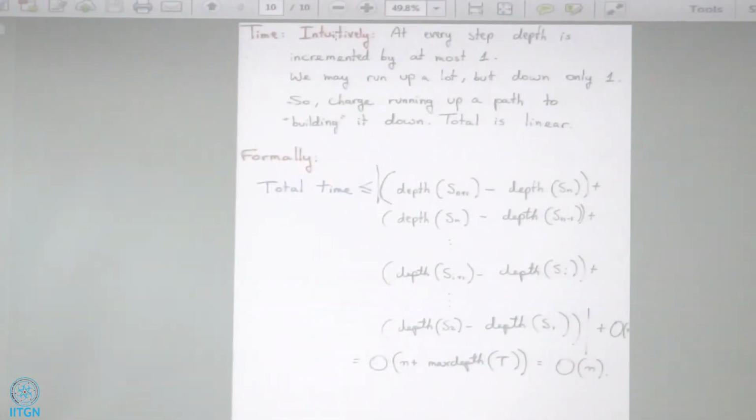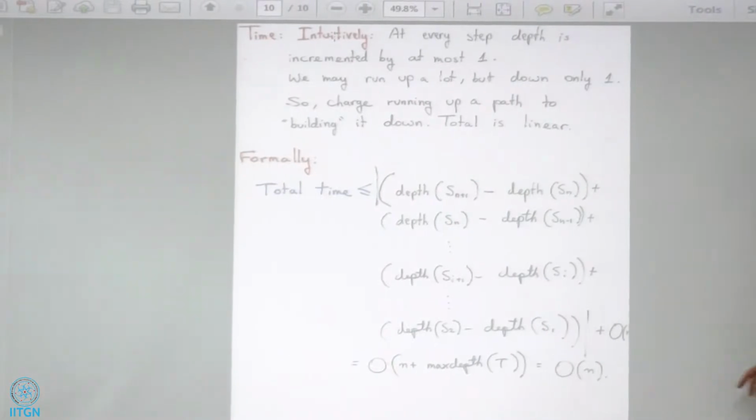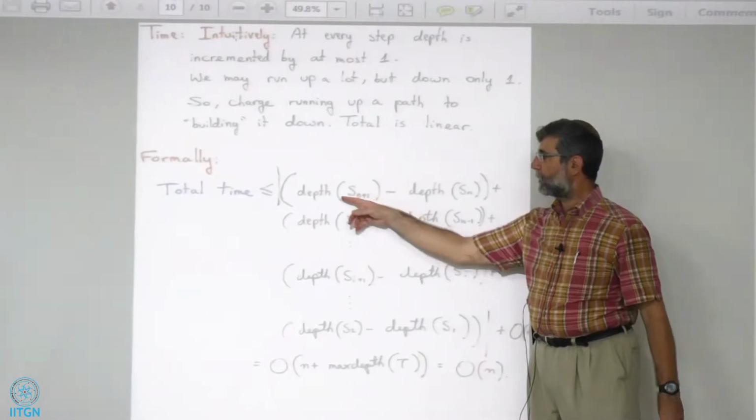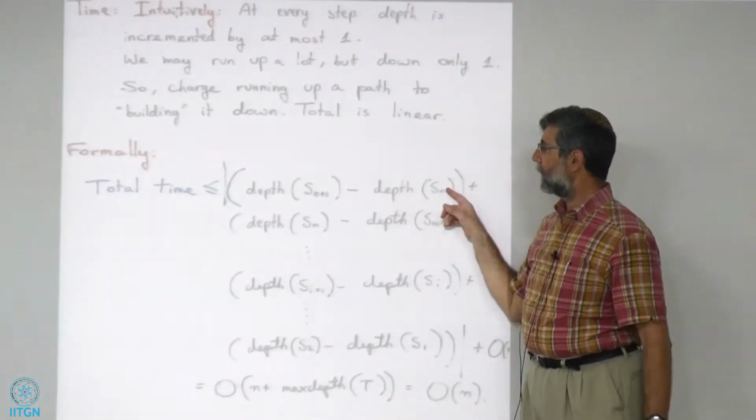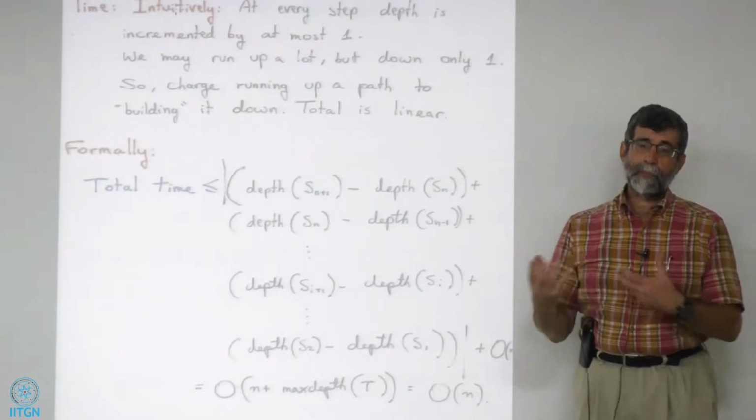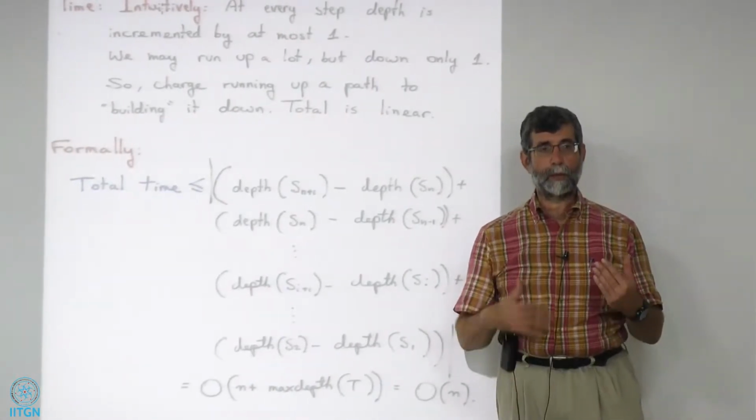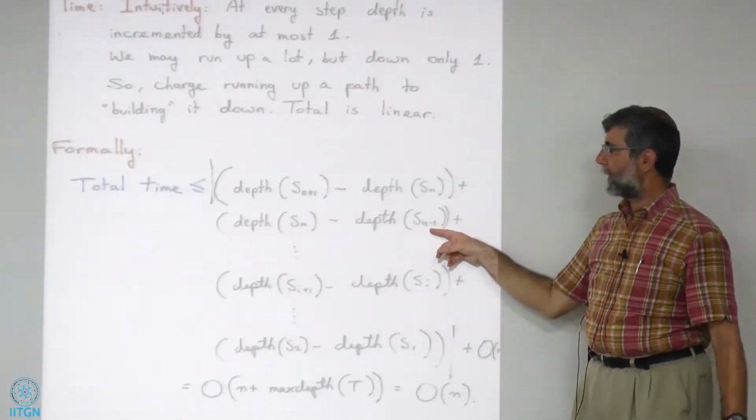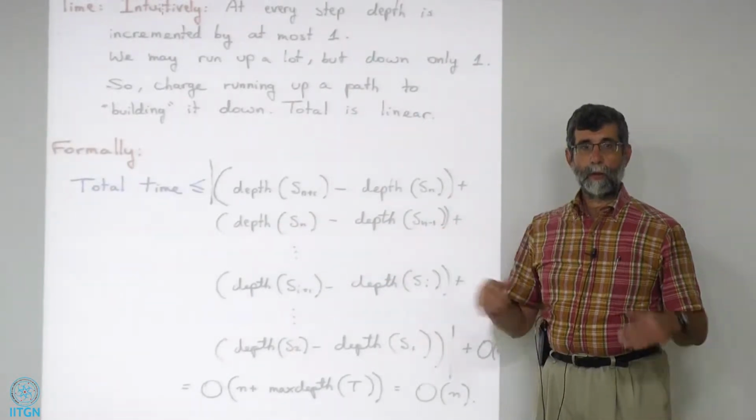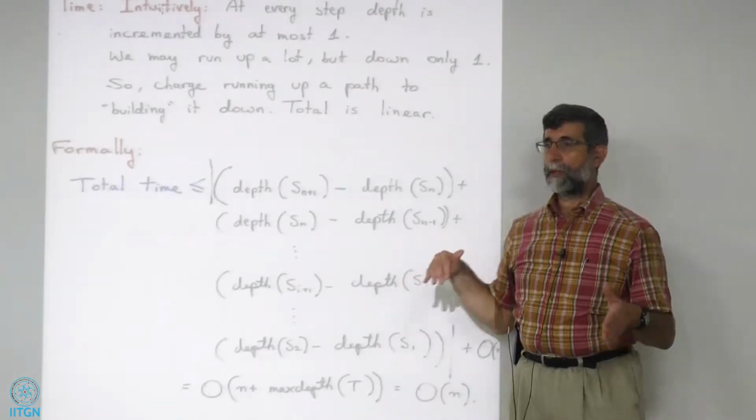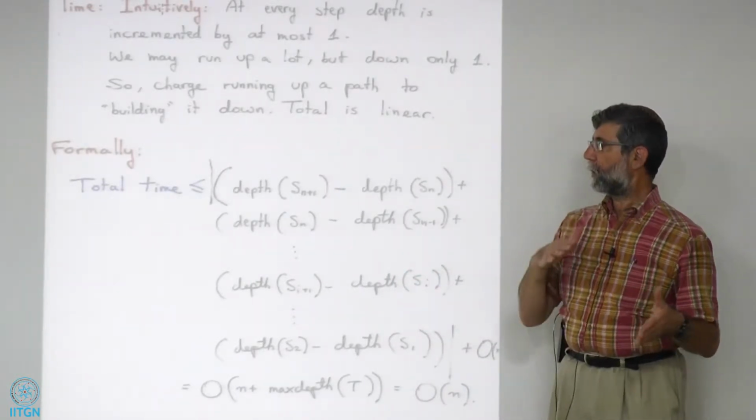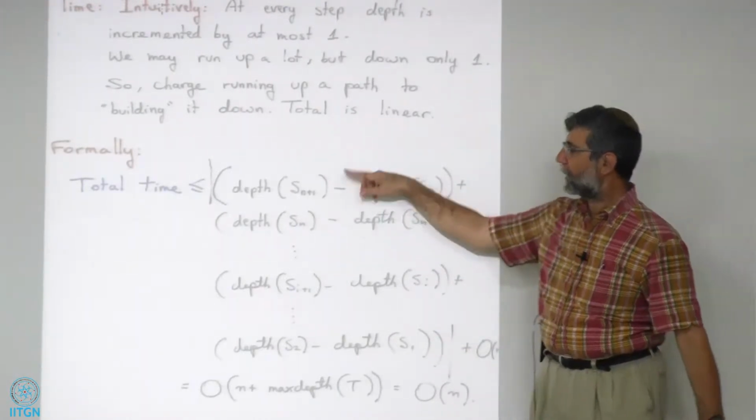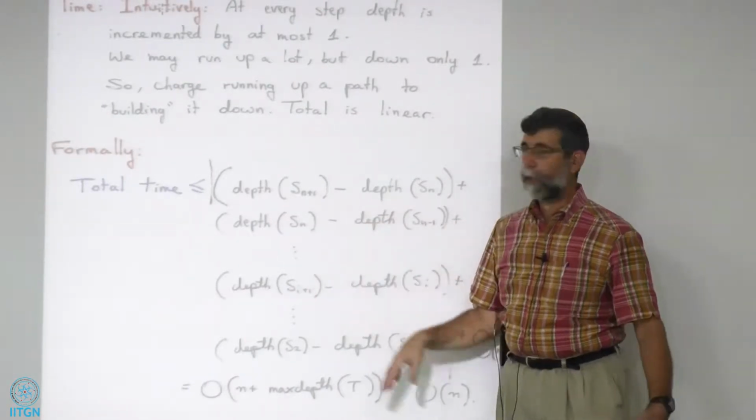So what we're really doing is the following. The total time is less than or equal to the sum of all these: the difference between the depth of Sn plus 1 and Sn plus 1, because the one that we added. So it could be that we added 1. But we add to that the difference between the depth of Sn and Sn minus 1. Because from Sn plus 1 we went to Sn, and then from Sn to Sn minus 1, and so on. Now, this is a telescopic kind of thing. So you're going to have minus plus, minus plus, minus plus.